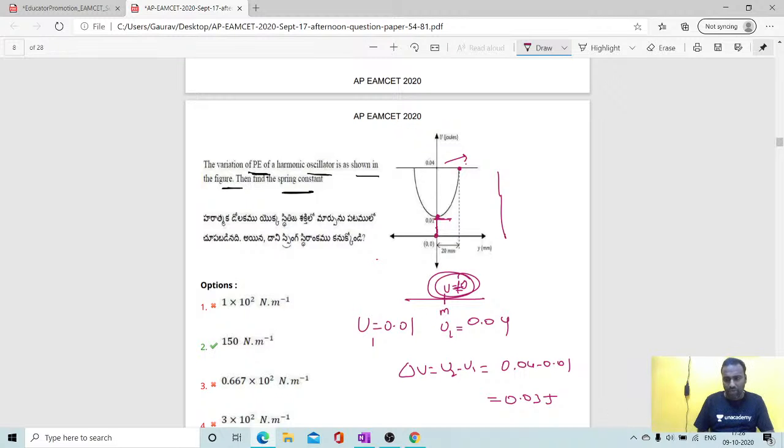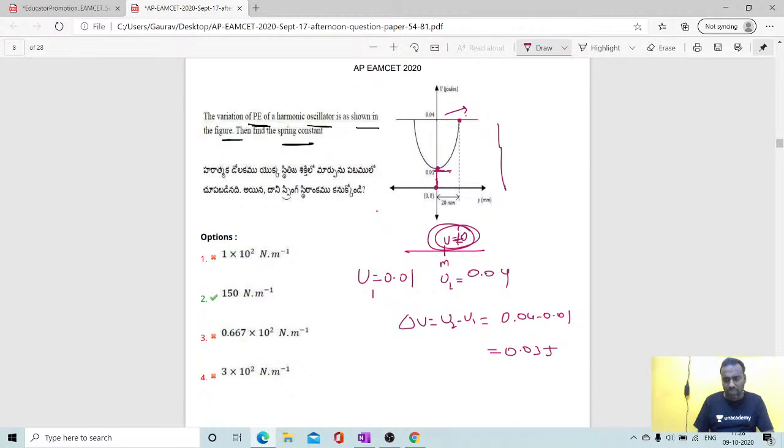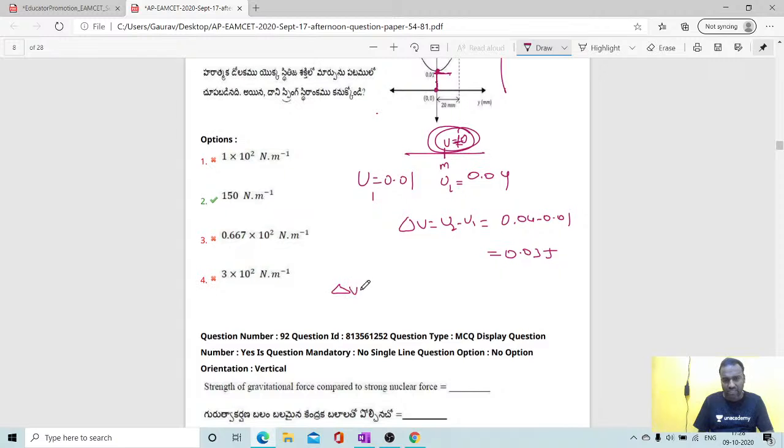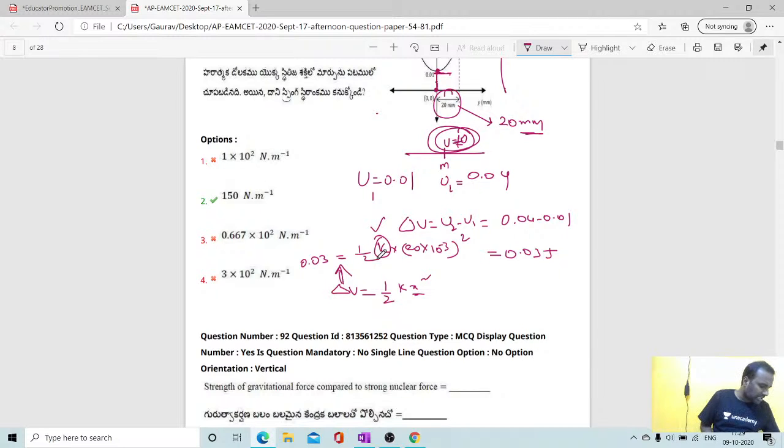So here 0.03 joules. So whatever the potential energy is there, this is equivalent to half kx square, where x is the elongation. So what is the elongation given, students? 20 millimeter is given. Since you know that half kx square is the elastic potential energy, you can substitute over here that 0.03 is equal to half into spring constant into 20 millimeter square, into 10 power minus 3 whole square. Then if you simplify, you can get the spring constant. Yes, students, getting clear? Please message in the comment box.